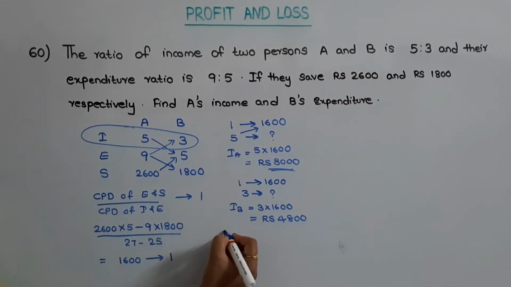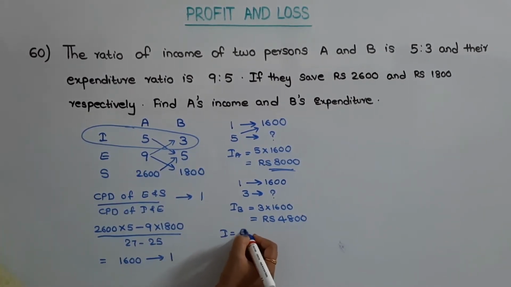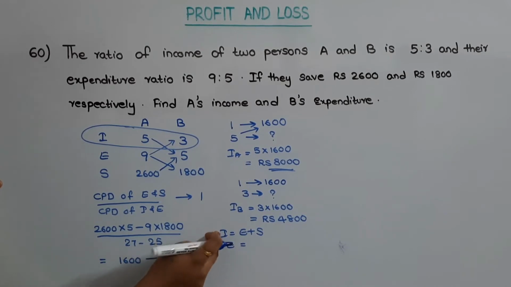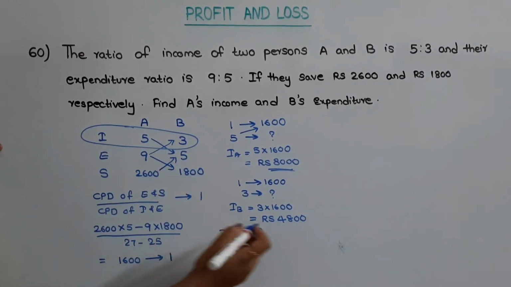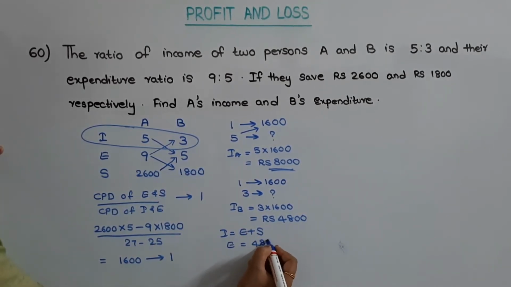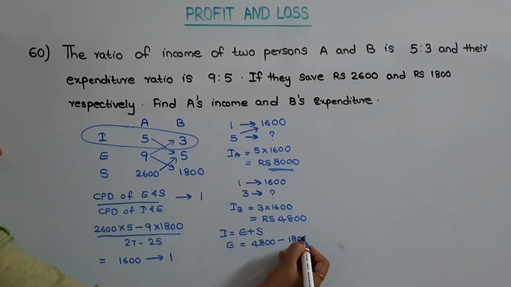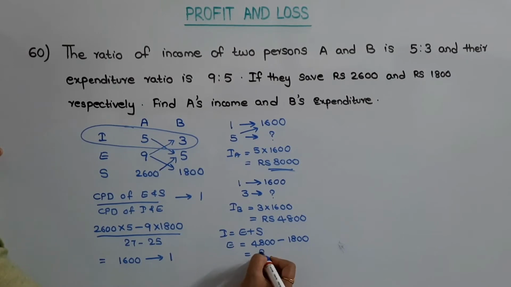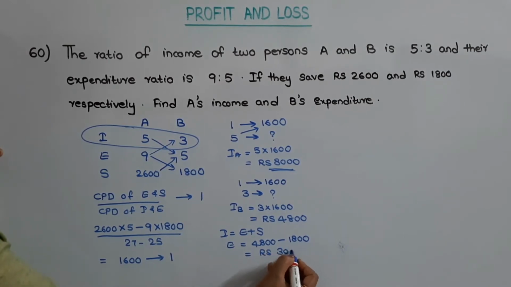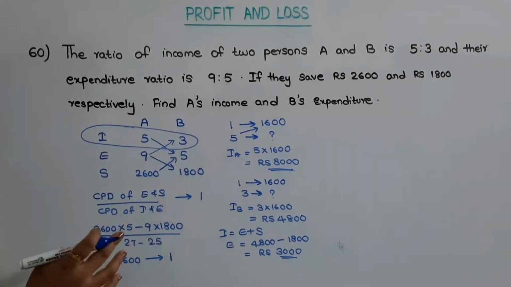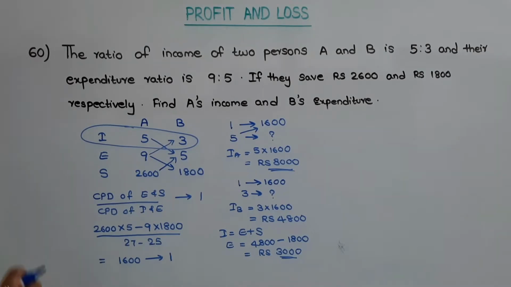Now we are having income of B and savings of B. We know that income is equal to expenditure plus savings. So expenditure of B will be equal to income of B minus savings of B. That is 4800 minus 1800. On solving this, we will get it as rupees 3000. So this is the expenditure of B. So in this method, we can find out income and expenditure of A and B.